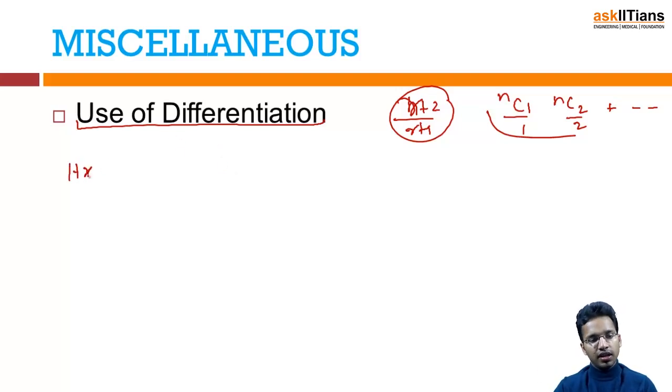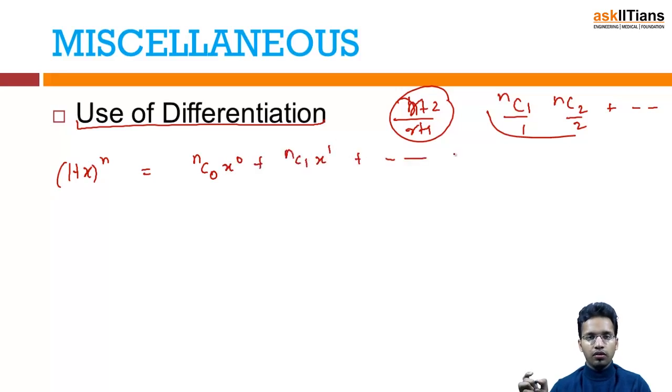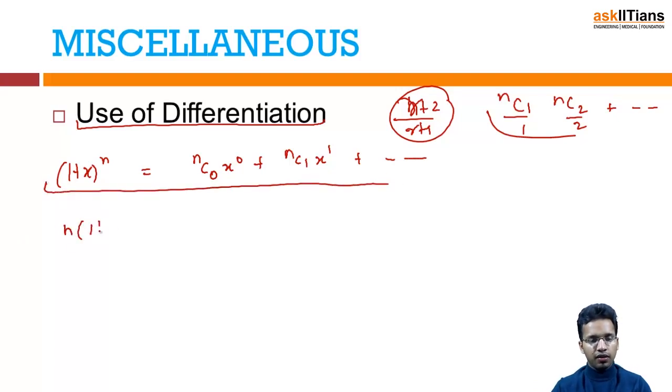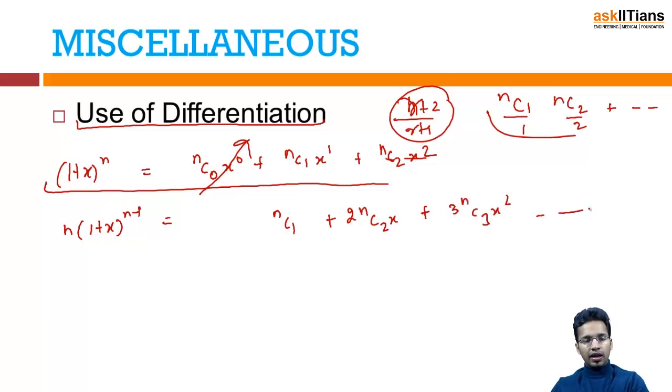So what difference does differentiation bring to the binomial? This will be nC0 x raised to power 0 plus nC1 x raised to power 1, and it goes on like this. Now if I differentiate both sides, what I'll get is n(x + 1) raised to power n minus 1 on the left, and on the right 0, nC1, then the next term would have been nC2 x square, so 2 nC2 x plus 3 nC3 x square. It will go on. Now you will say, what is the use of this?